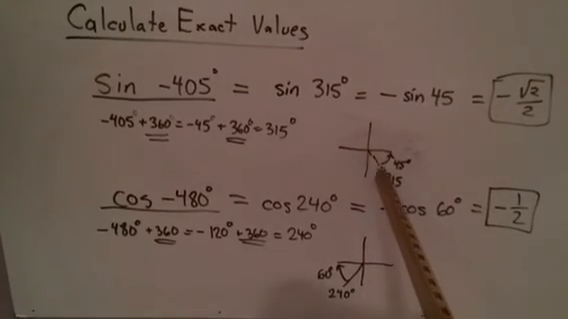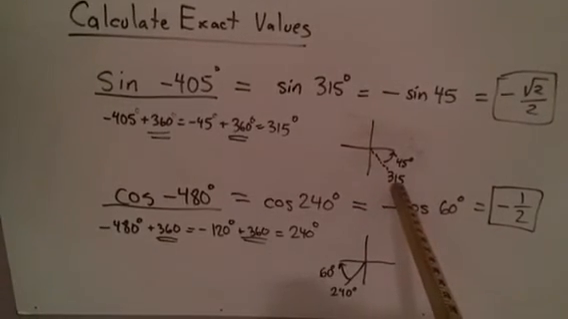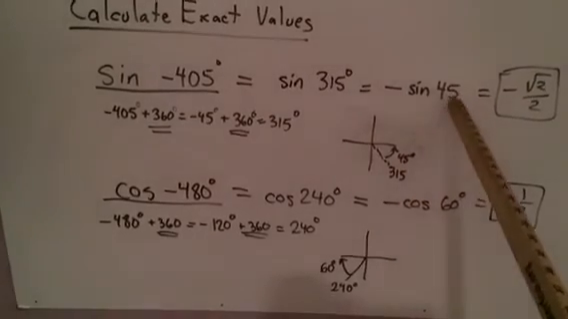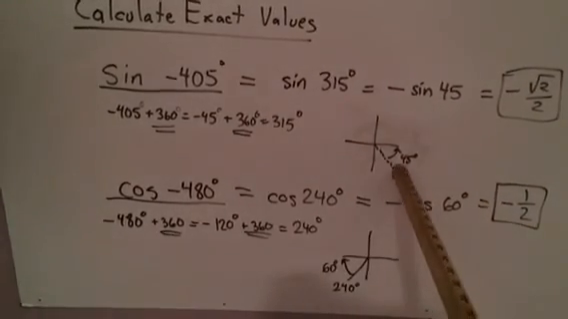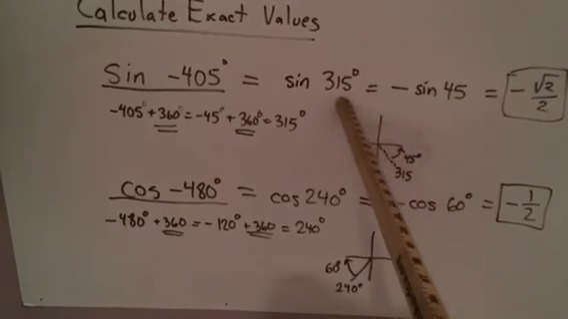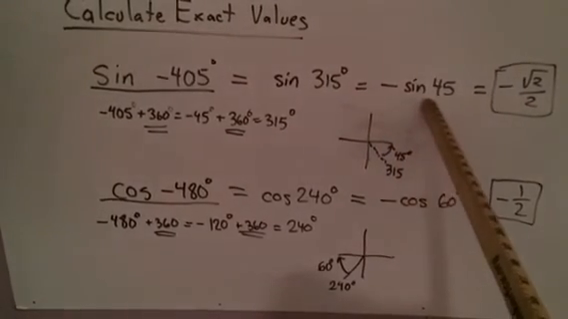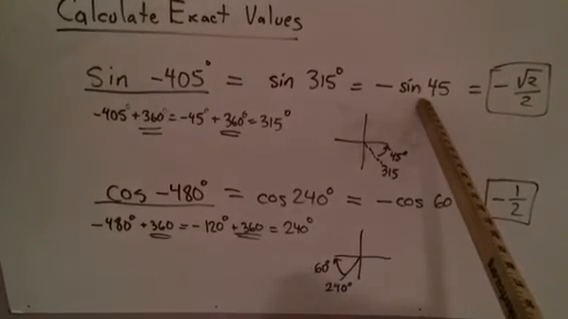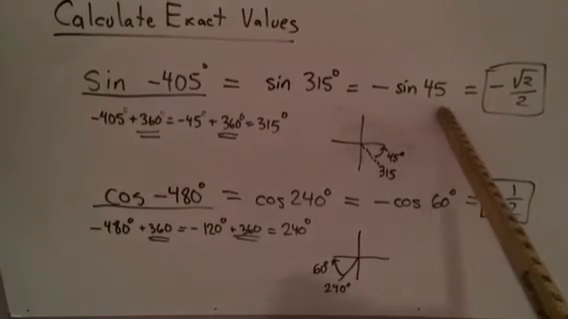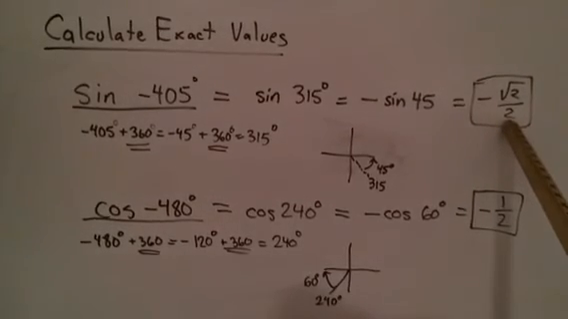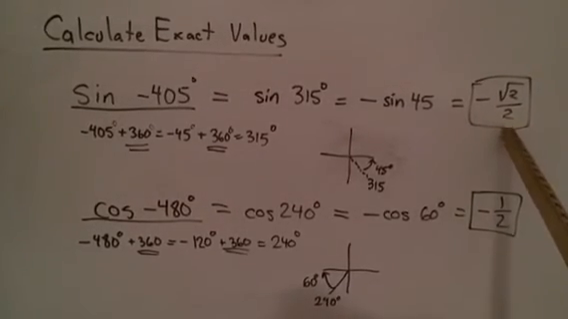As a reference angle, 315 degrees is here in the fourth quadrant. It is 45 degrees away from the x-axis. And sine in the fourth quadrant is negative. So the sine of 315 degrees is the same thing as negative sine 45 degrees. Negative sine 45, according to our 45, 45, 90 triangle, is negative square root of 2 over 2.